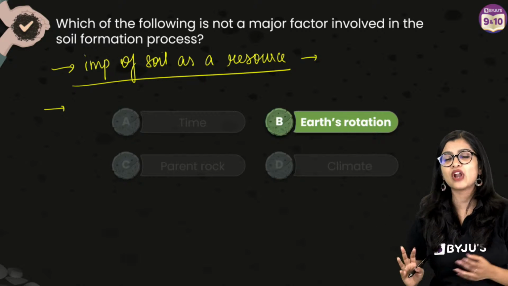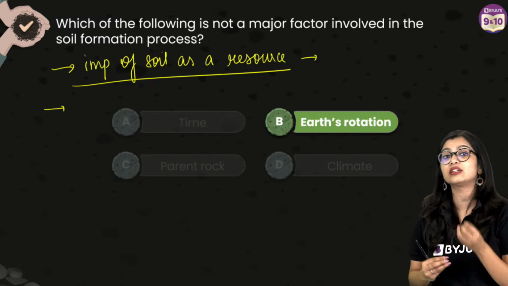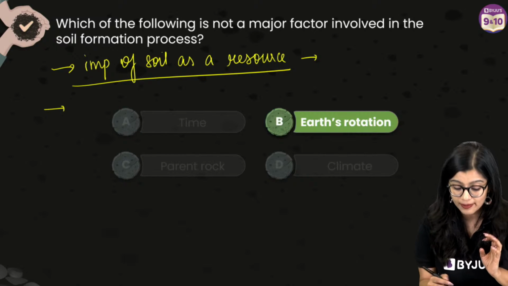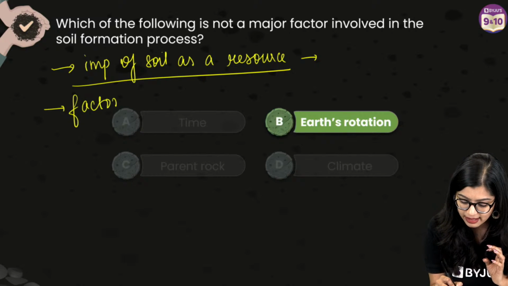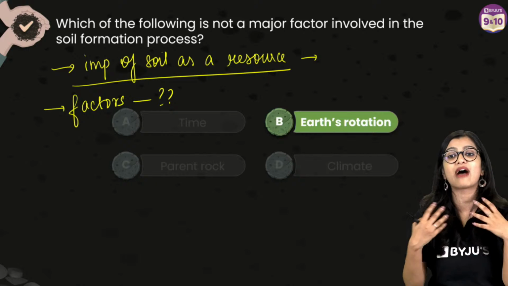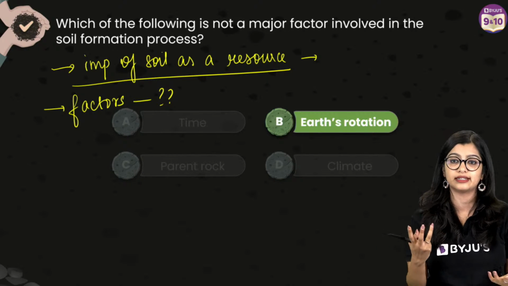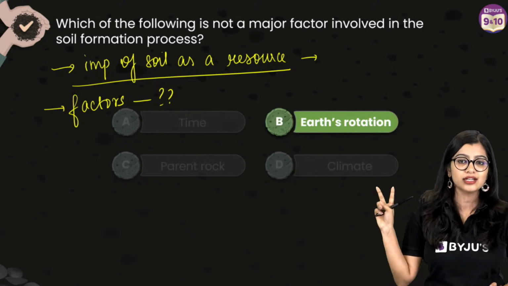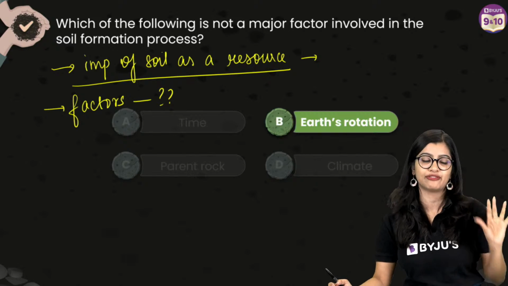See, in your textbook, they have not elaborated on how exactly each factor contributes to weathering of rock, which is why you need to have a basic understanding of what the factors are, right? They may ask you to list it down for maybe 2 marks. So these are 2 important pointers you should know from the first part of it.